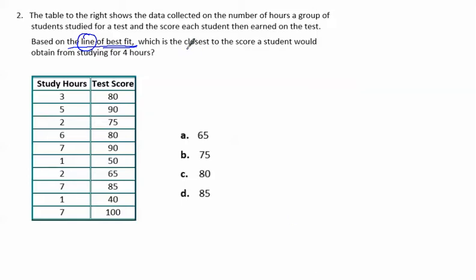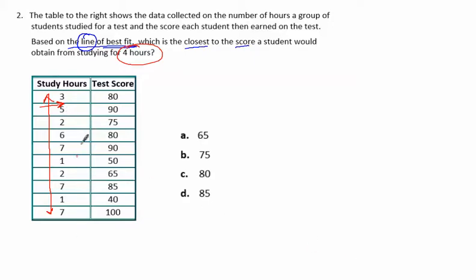Then they're asking you which is the closest to the score a student would obtain from studying 4 hours. It would be very convenient to go down this list looking for the 4 somewhere and then looking over to find the answer, but we do not see the number 4 here anywhere. We know it should be somewhere between the 3 and the 5.